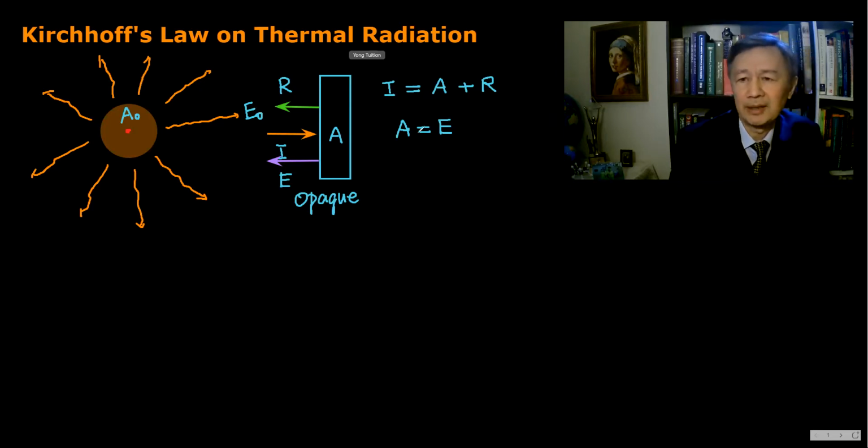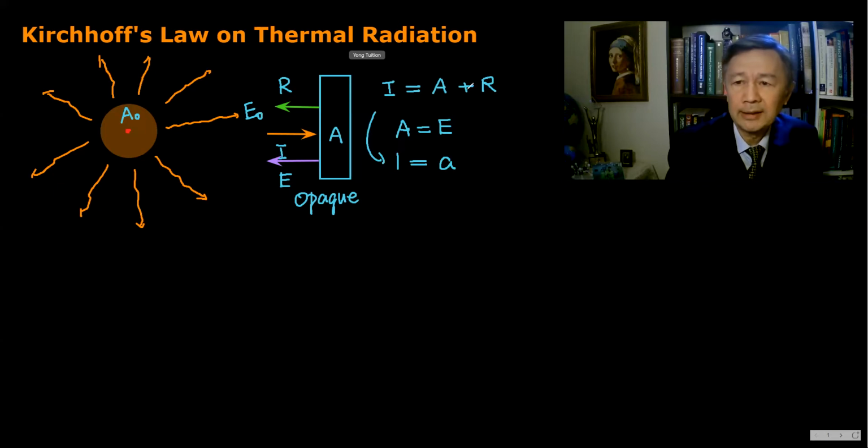So that is a Kirchhoff's law. There are many forms of Kirchhoff's law, and this is one of them. Now, if you divide every equation by I, with regard to the coefficient, the first equation becomes 1 equal to, and this time A over I becomes the coefficient of absorption. We can use A, sometimes we use alpha, A for absorption.